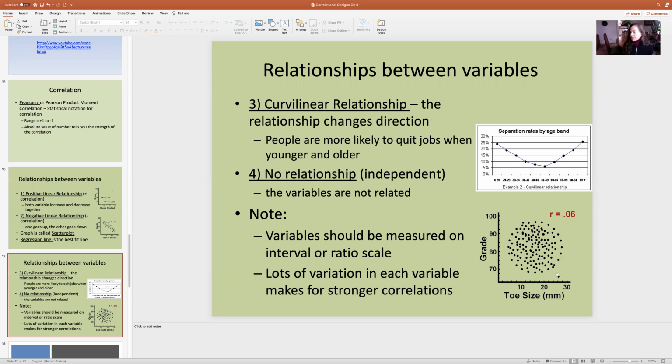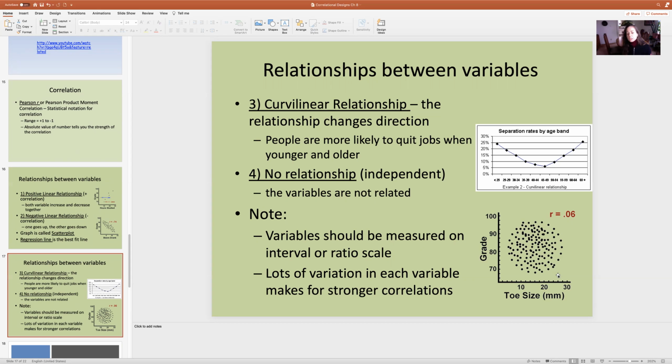So the variables are just independent of one another. You can't predict one from the other one. So note, a couple of notes on correlation. You cannot do a correlation if you're measuring things on a nominal scale or even an ordinal scale. You need to measure on an interval or ratio scale to be able to calculate this Pearson R.